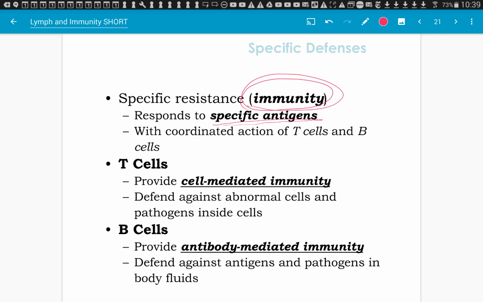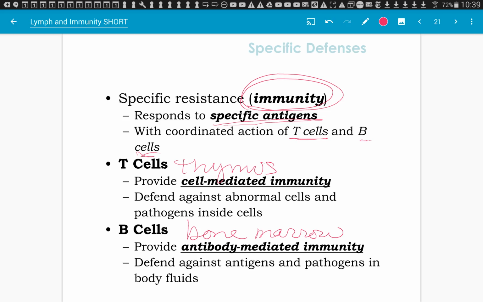Okay, and this relies on your T cells and your B cells. So remembering, T cells depend on the thymus. Yes. And B cells are made and differentiate in the bone marrow.